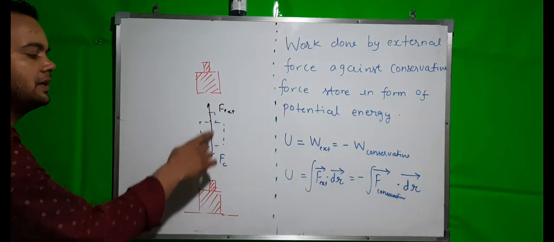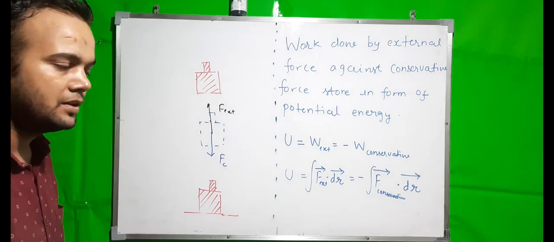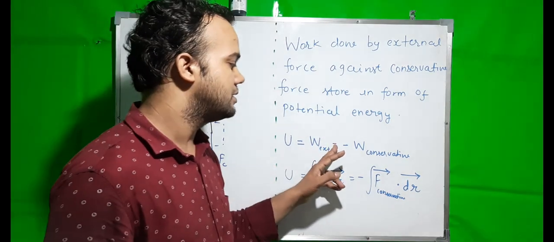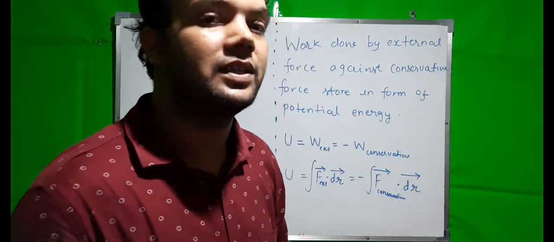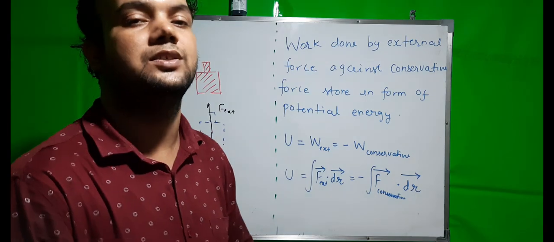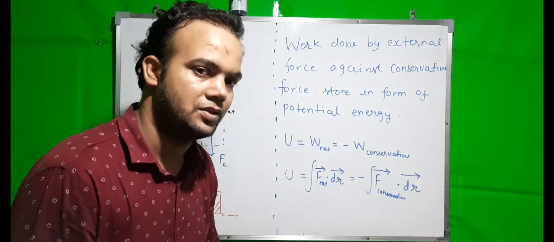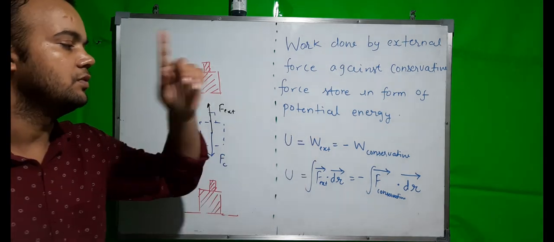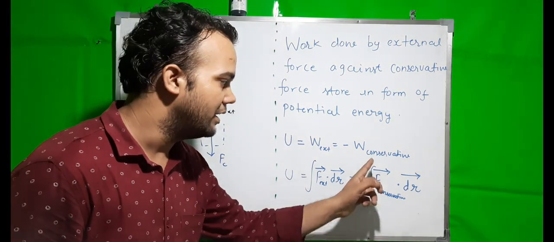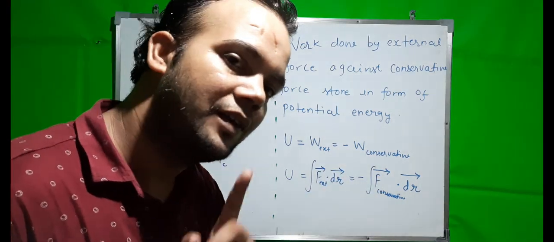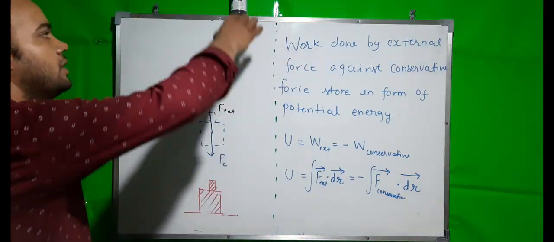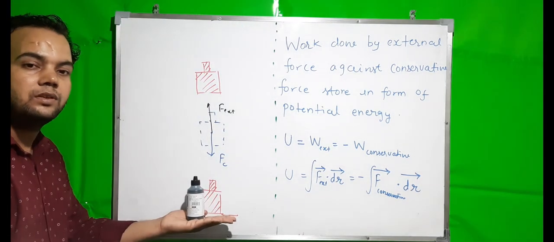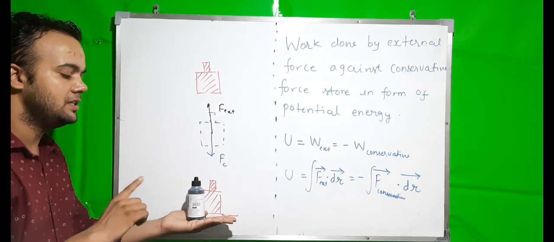Both the forces are equal in magnitude and opposite in direction, so that's why the work done by the conservative force will be negative, and the work done by the external force will be equal to the energy stored, the potential energy stored in the body. So remember this point, that potential energy is equal to the work done by the external force or the negative of the work done by the conservative force. Now see here, students, I have assumed the bottle on the ground, and on the ground we suppose potential energy is 0.